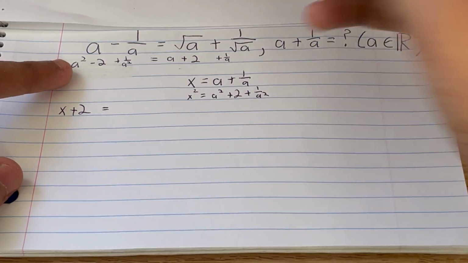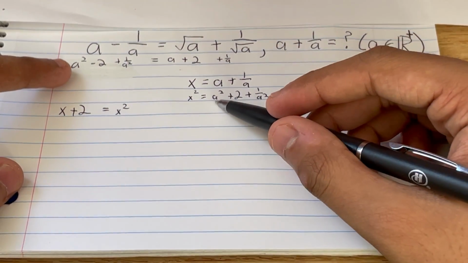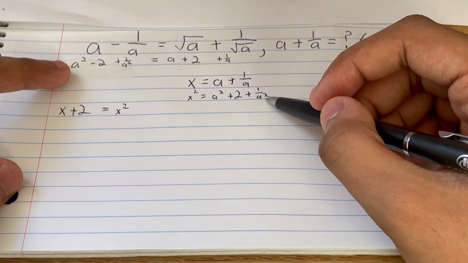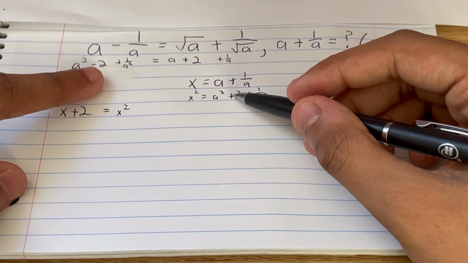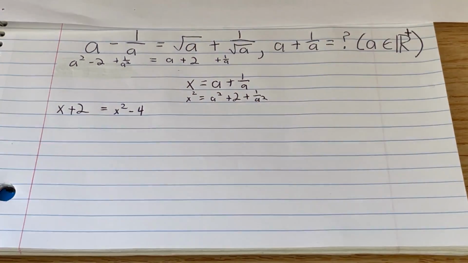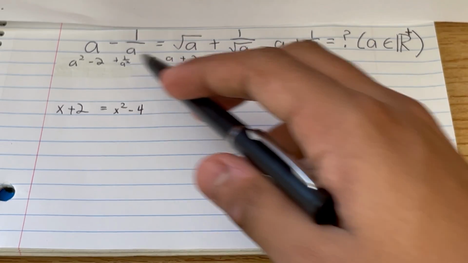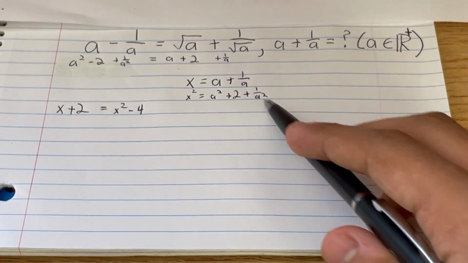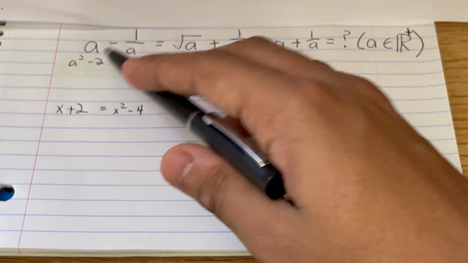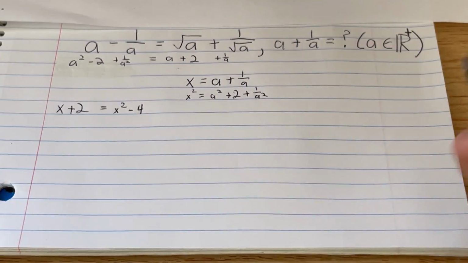So what that means is that on this side, it's x squared, which is a squared plus 2 plus 1 over a squared, but we want a minus 2 instead of a plus 2, so we subtract 4. So again, we have x squared is a squared plus 1 over a squared, which is what we want, and then we have a plus 2. But to get to the minus 2, we subtract 4, because 2 minus 4 is negative 2.